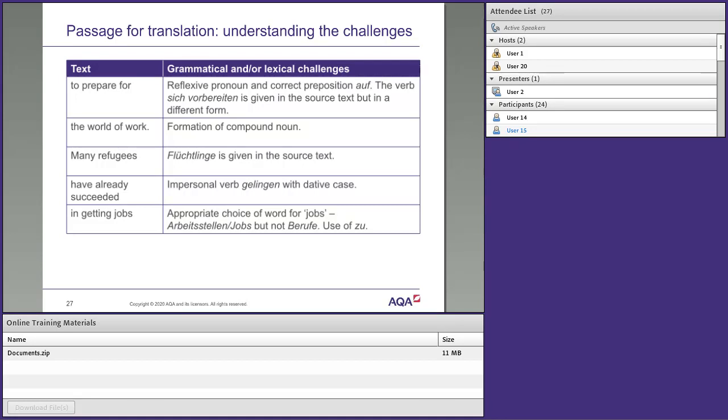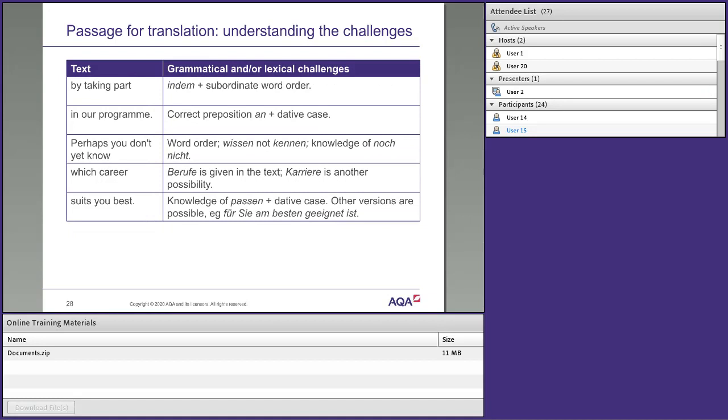And then the appropriate choice of words. So in this case, we've got jobs here. You've got different words that they could use, so they've got to be able to make and distinguish between why one will be better than the other. By taking part, that should flag up to a student that they need to try and use in dem. Taking part in our program, you've got a verb followed by the dative case, or an plus the dative case. So again, the students need to know those verbs, know the prepositions, what cases they take, and sort of recognize those as soon as they see them in the box.